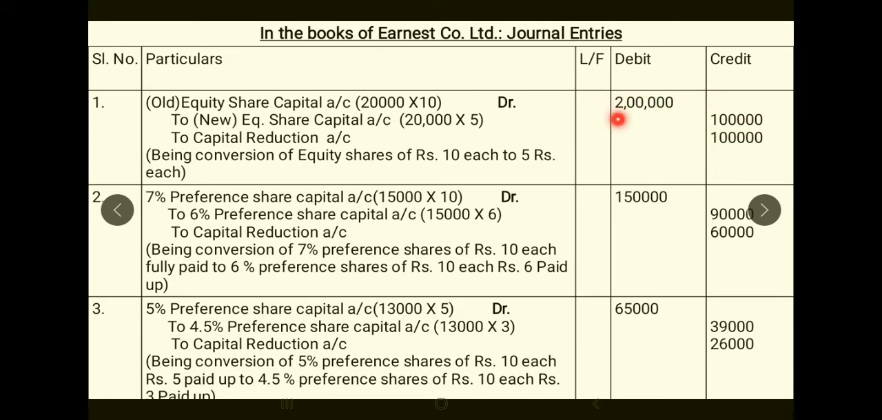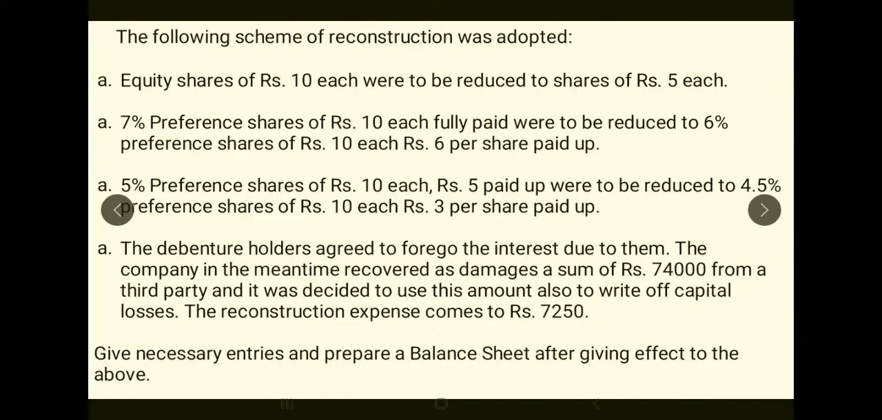A reduction in the capital will go to capital reduction account. So here you can see the shareholders' claim has reduced from 2 lakhs to 1 lakh. So whatever reduction is there, that amount will go to capital reduction account. Similarly, you will be passing entries for preference shares reduction. 7% preference shares of 10 rupees each fully paid up were reduced to 6% preference shares of 10 rupees each, 6 rupees per share paid up.